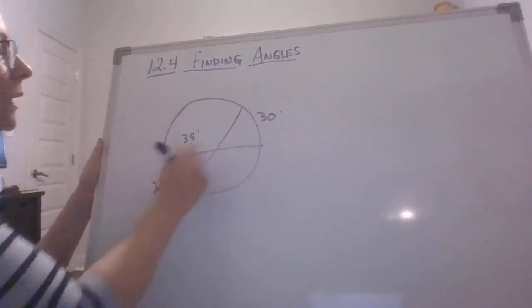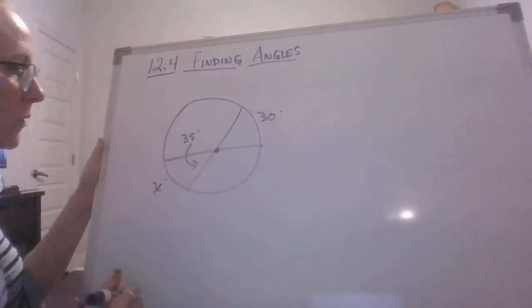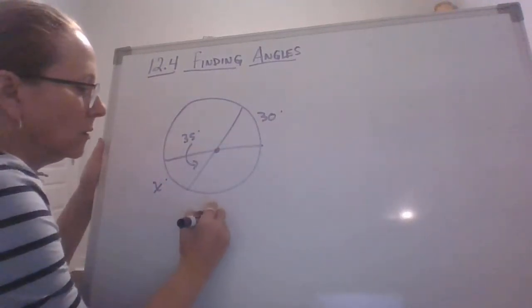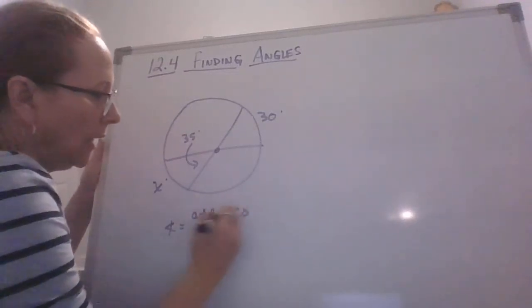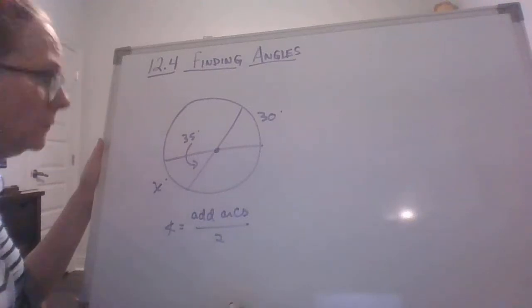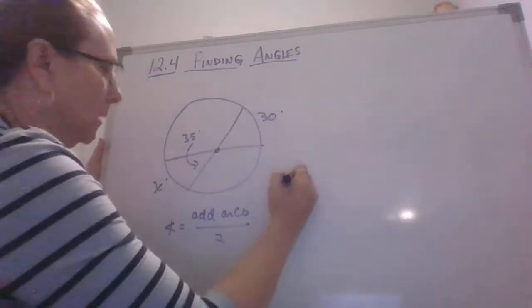So, vertex in here, so that is add the arcs. For the angle, you add arcs and divide by 2. What are the arcs? X and 30.